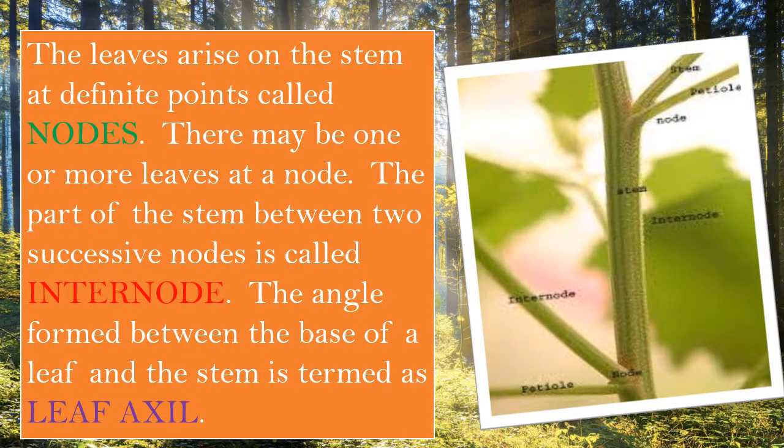The leaves. Student, the leaves arise on the stem at definite points, and those definite points are called nodes. Look at the picture. The nodes are very clear. There may be one or more leaves at a node, right? The part of the stem between two successive nodes is called internode. And you have clearly seen in the picture the internode between the two nodes.